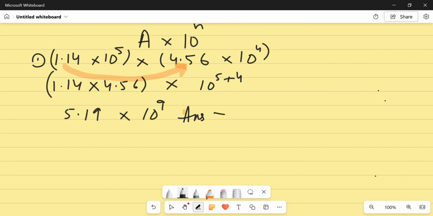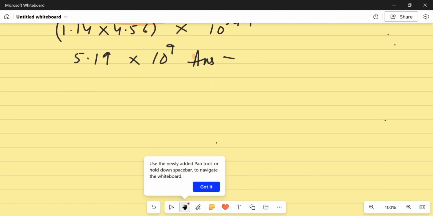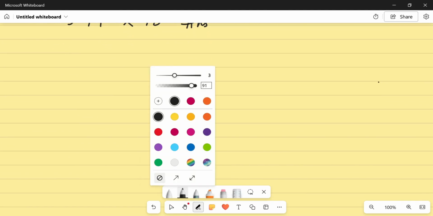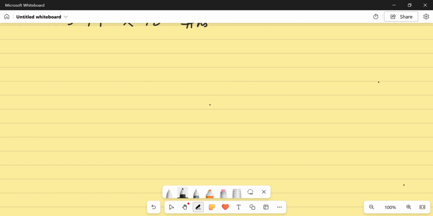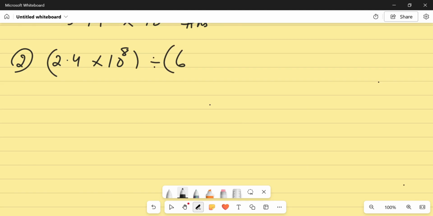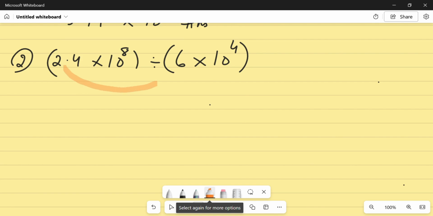Now the next question is a different one, a division one. Multiplication, I hope that you understood it. 2.4 times 10 to the power 8 divided by 6 multiplied by 10 to the power 4. In division also, we need to divide 2.4 with 6. When we divide 2.4 with 6, it gives you 0.4.